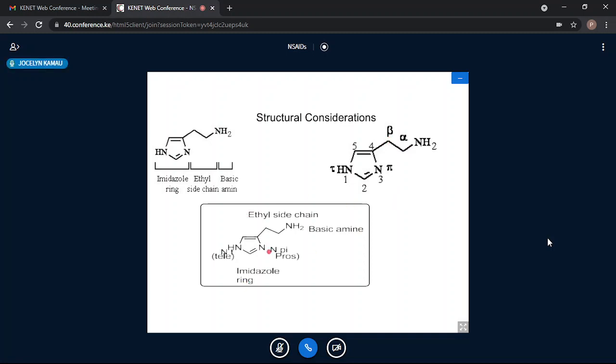So again, when we look at the histamine, we will also find that these different nitrogens are given different names. This nitrogen here, the one which is more basic, the one which carries the proton, is called the tele nitrogen, and this is the pros nitrogen. So this is the pros or pi nitrogen, and this is the tele nitrogen. And as we move on, we will be able to see the importance of these two nitrogens in terms of binding the different receptors. And then, of course, that is our basic amine, and that is our ethyl side chain. So basically that is the very simple molecule of histamine.